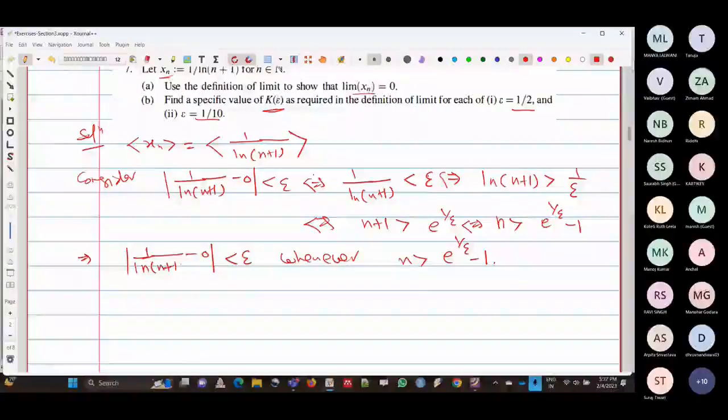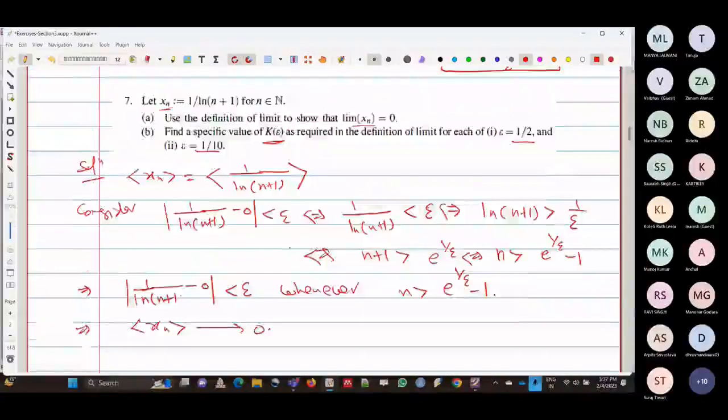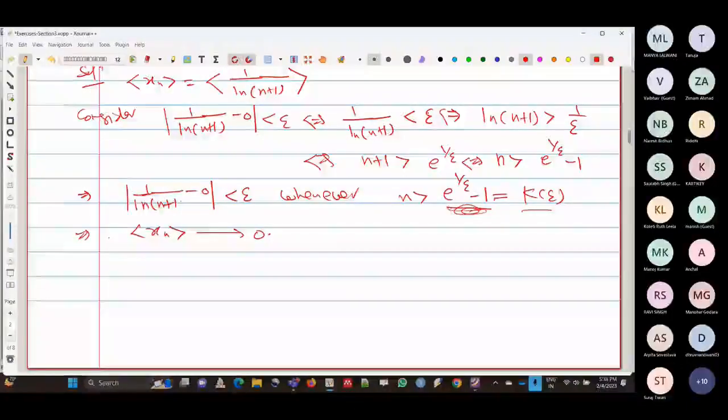So now next part. We have proved from here that the sequence xn converges to 0. The first part we have done. Second part, find a specific value of k epsilon, because in this book, Bartle usually uses k epsilon. So they are writing this expression as k epsilon, as required in the definition of limit for each epsilon. When epsilon is 1 by 2, we need to compute the value of k epsilon, and when epsilon is 1 by 10, we need to compute the value of k epsilon. Fine.